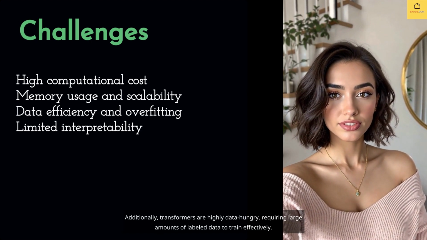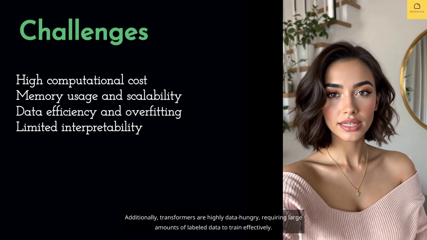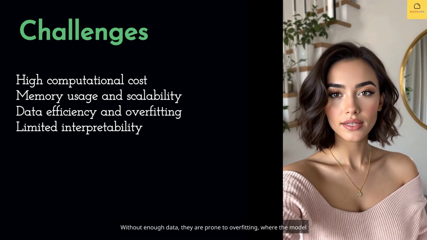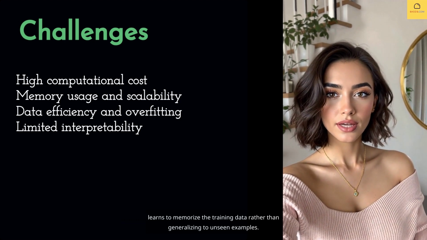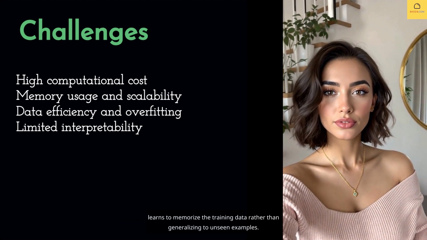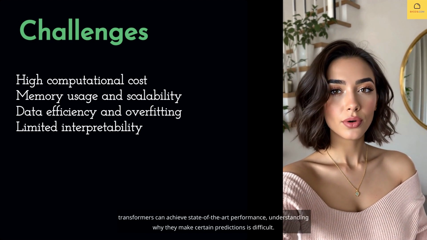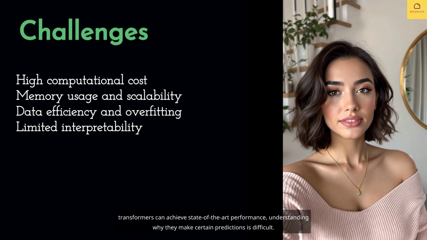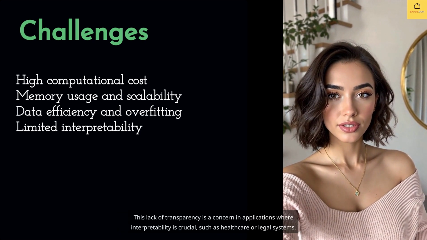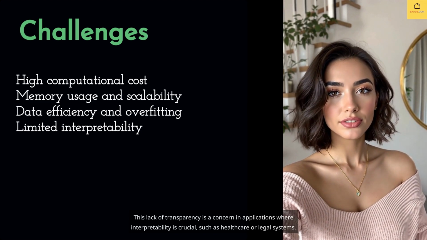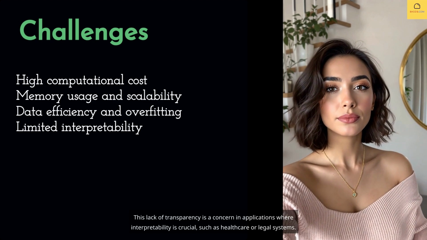Additionally, transformers are highly data-hungry, requiring large amounts of labeled data to train effectively. Without enough data, they are prone to overfitting, where the model learns to memorize the training data rather than generalizing to unseen examples. Another challenge is their limited interpretability. While transformers can achieve state-of-the-art performance, understanding why they make certain predictions is difficult. This lack of transparency is a concern in applications where interpretability is crucial, such as healthcare or legal systems.